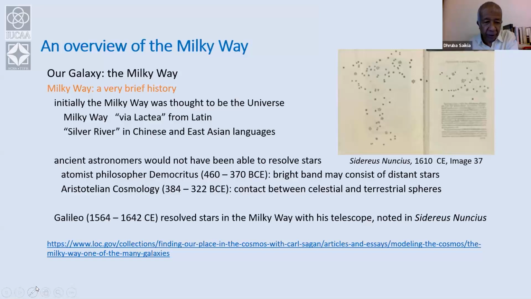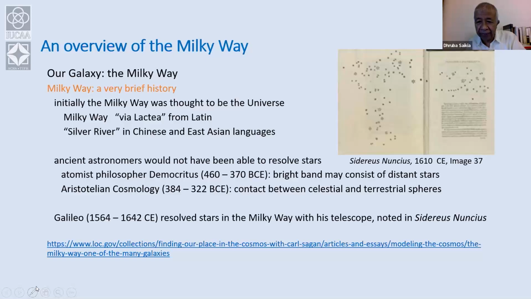But in spite of that, the atomist philosopher Democritus, who postulated the atom by breaking a metal or whatever into smaller and smaller bits, speculated that a bright band may indeed consist of distant stars. But in those days, Aristotle held sway. He was very well known, and he thought it was a contact between the celestial and the terrestrial spheres, as he put it. And this was what held sway till we came to almost the Middle Ages, or the Renaissance period, when Galileo with his telescope resolved stars in the Milky Way.